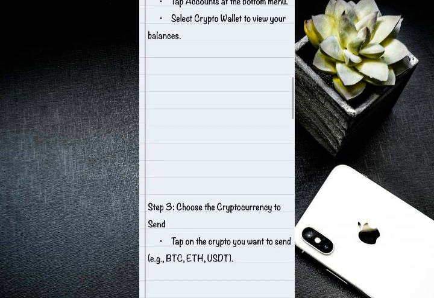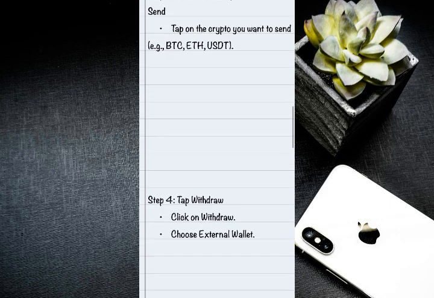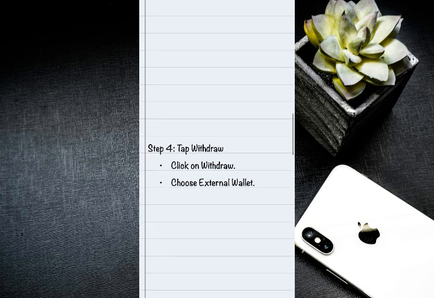Then once your balance is filled, choose the crypto to send. Tap on the crypto you want to send. For example, you can tap on BTC, ETH or USDT, depending on which particular crypto you want to send. Then tap on Withdraw. So to withdraw, you have to click on the Withdraw option, then choose External Wallet.